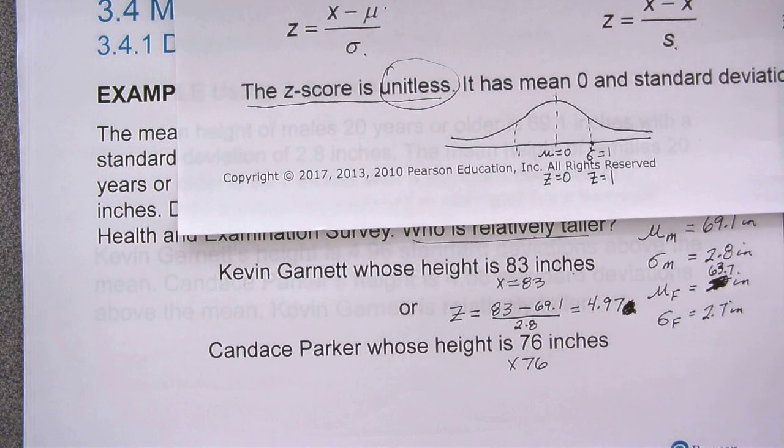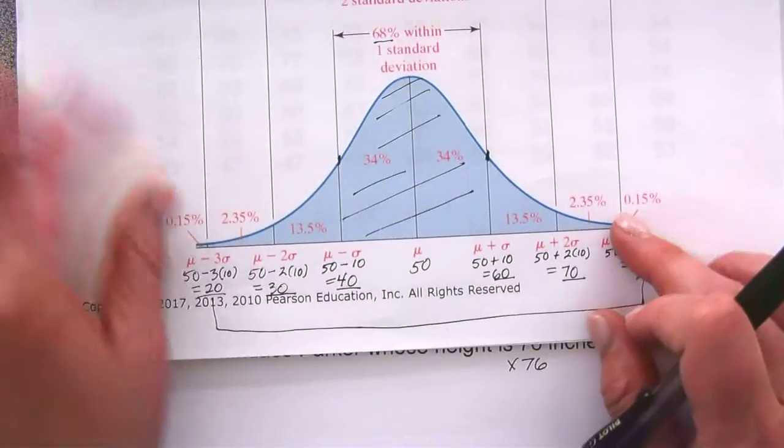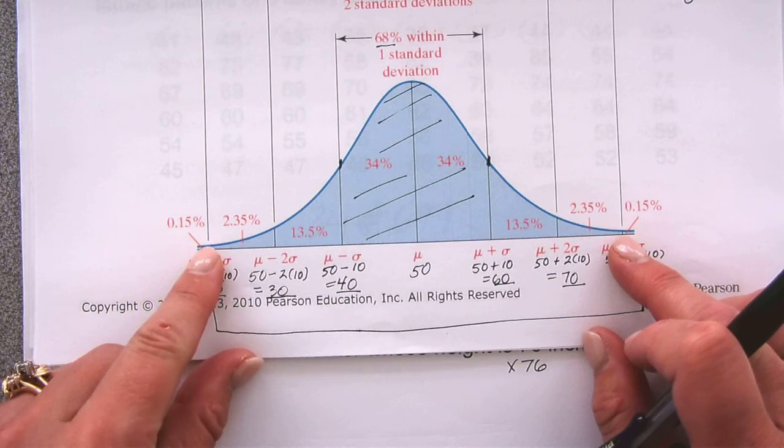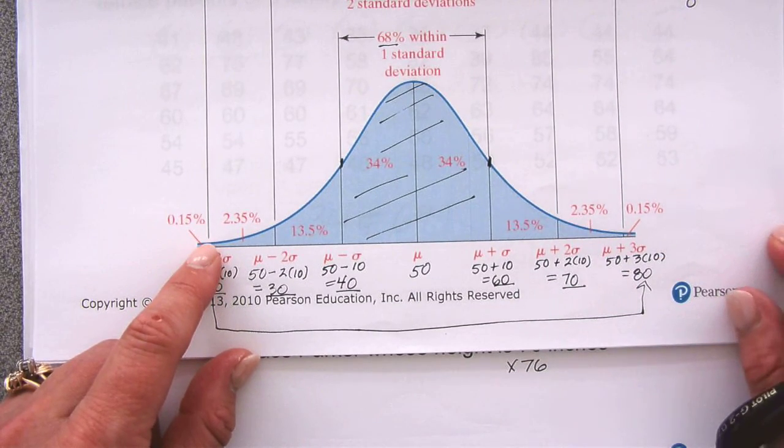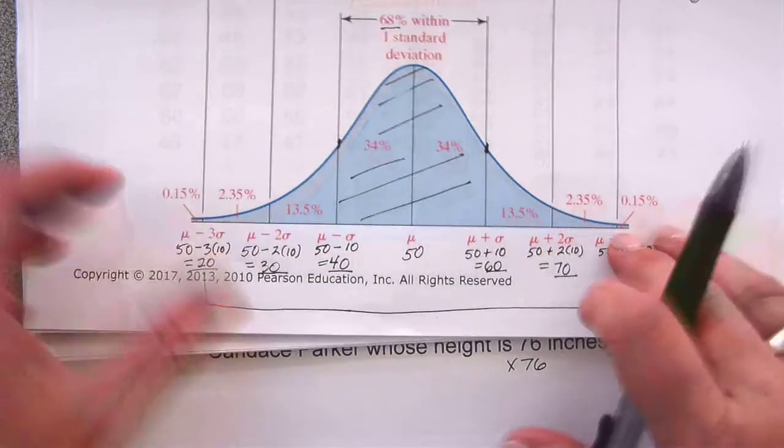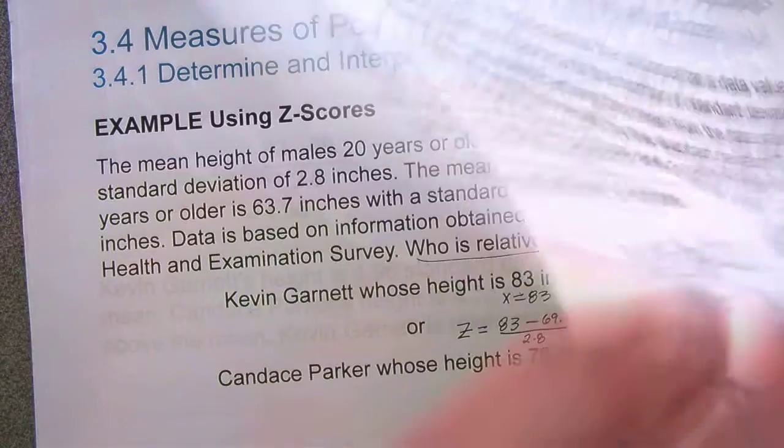Because if you look at the empirical rule, 99.7% of the data is within 3 standard deviations. He's almost 5 standard deviations. So he's very much an outlier, very tall, okay? So my guess is that he's relatively taller, but let's look.